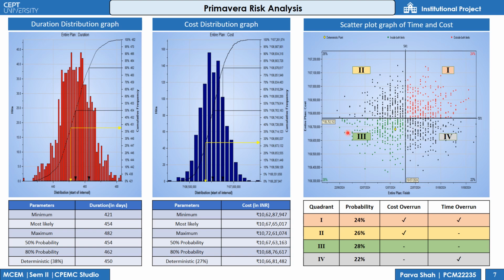From this graph, we can also say that there is 54% chance that completion date of our project will be 18th of June.